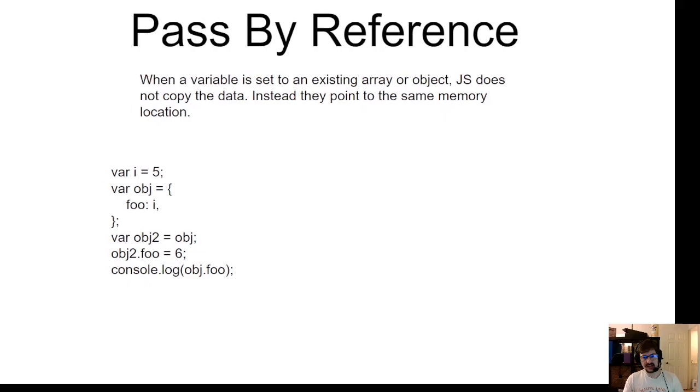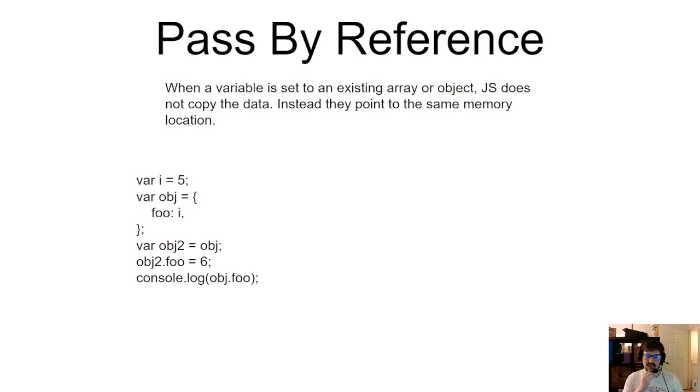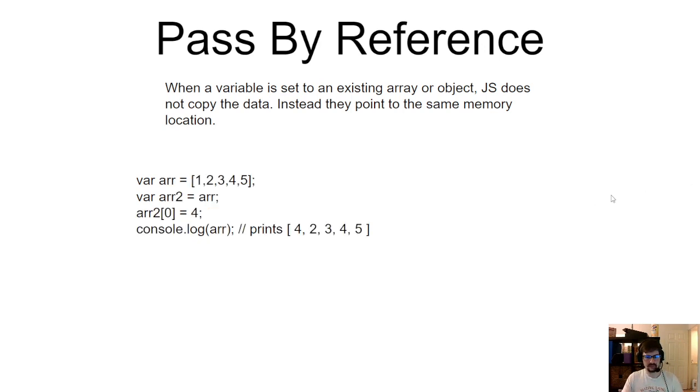So if you change a key or an index on an array on a variable that's been set equal to another variable that points to that complex data type, it's going to change the original variable value as well. Similar to array, we have an array of 5 integers. We set array2 to point to array. They point to the same location in memory, which means that if I set the first element of that array to 4, and then I print the original array, it's going to have also changed. It's not going to be the original value anymore.